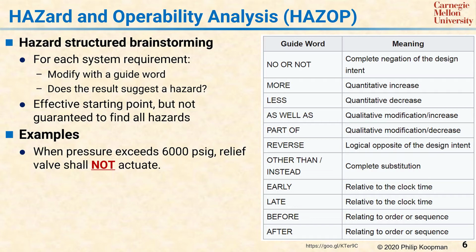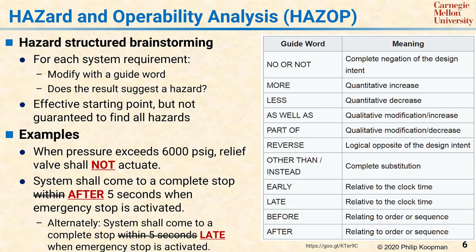As another example, you might have the system shall come to a complete stop within 5 seconds when emergency stop is activated. You add the guide word after and replace within to after, and that's one where it's taking too long to stop the system. Sounds like a problem. When you're done with a HAZOP, what you have is a list of hazards that are the opposite of or modifications of or somehow related to violating the requirements that make the system safe. Once you have that list of hazards, then you have to decide what to do about it.